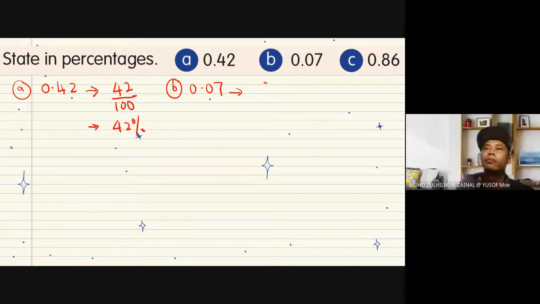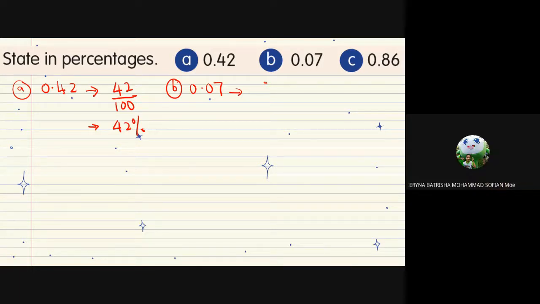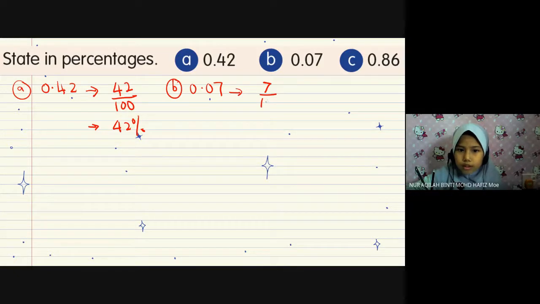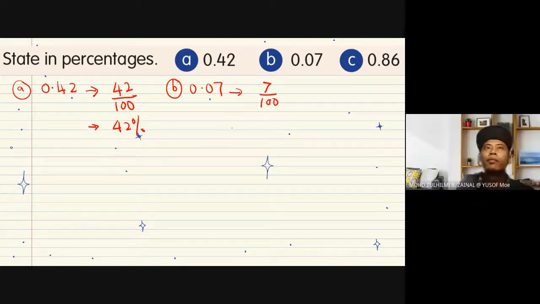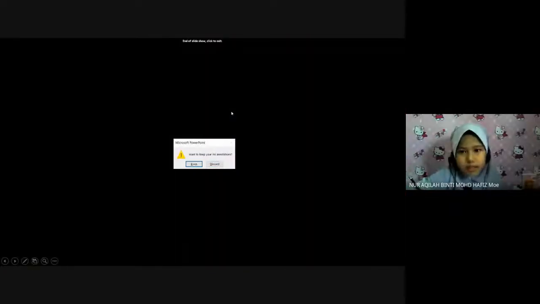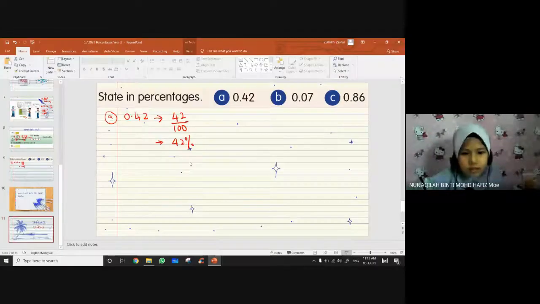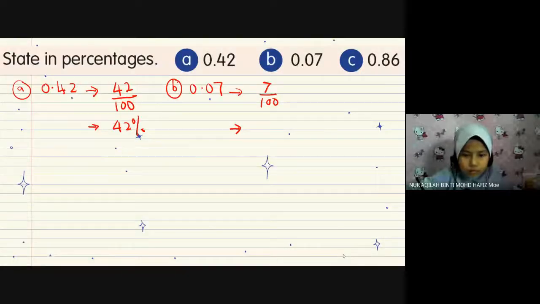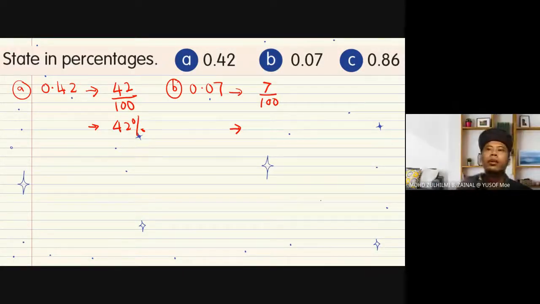Change into fraction, 7 over 100. Okay, then in percentage, 7%. So 7%. All right.